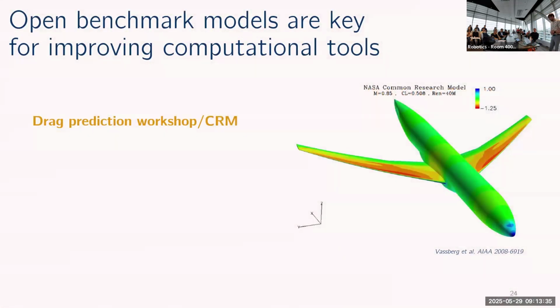So open and accessible benchmark problems are a really important tool to help us improve the quality of our computational methods. And one of the best examples of this is the AIAA drag prediction workshop, which has been going on for, I think, about 2 decades at this point. And this is really all based around different people in academia and industry just seeing how well their CFD codes can predict the drag on this same common research model.